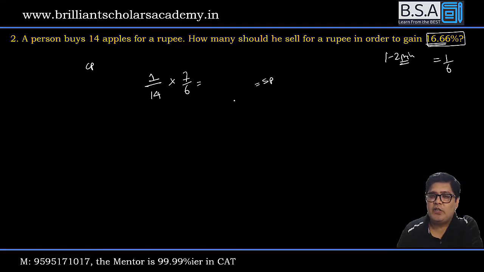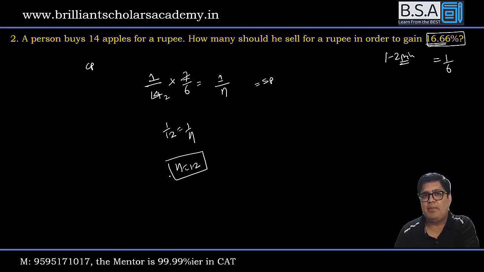And here the question is, for 1 rupee, how many should he sell? N is the quantity being sold. So if you rearrange this, cancel 2, 1 by 12 is equal to 1 by N, so N is 12. That's a one-step problem. What logic have I applied?